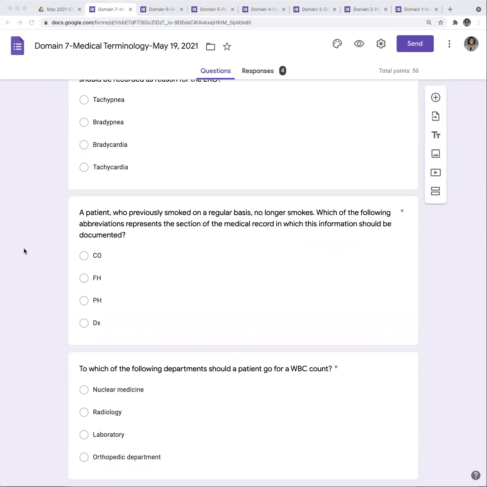Patient who smoked previously on a regular basis, but no longer smokes. Which of the following abbreviations represent the section of the medical record in which you will find that information? Would be PH. Yes, for past history.